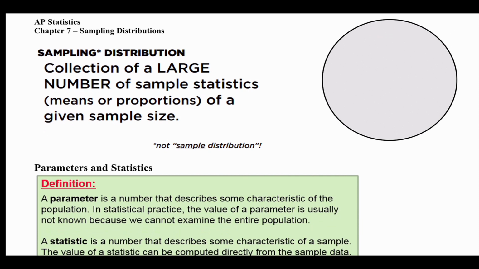This many people got an A. This many people got a B. This many people got a C. This many people got a D. This many people got an F, right? Either one is a distribution, right? So what we're talking about today is a distribution, but for samples.